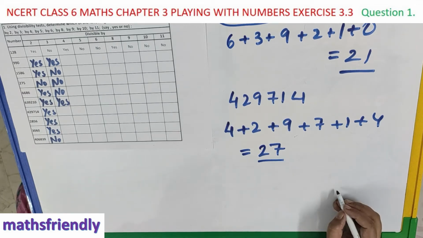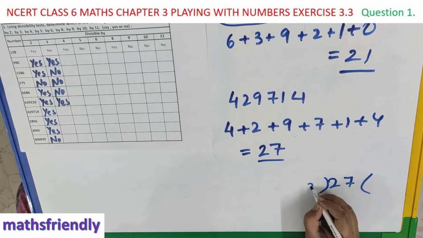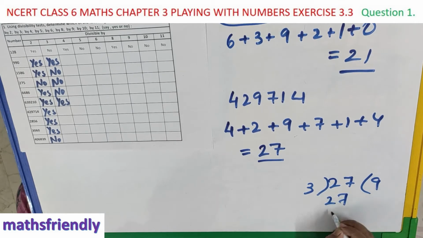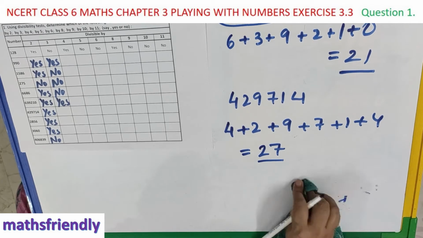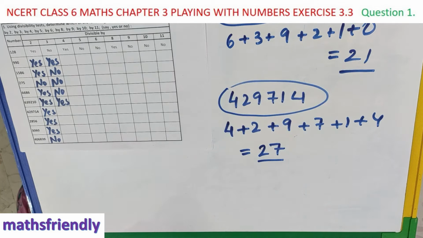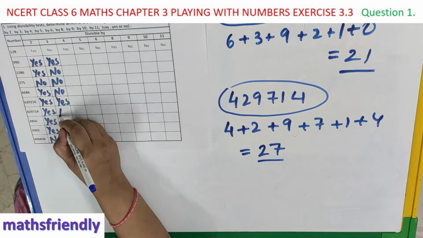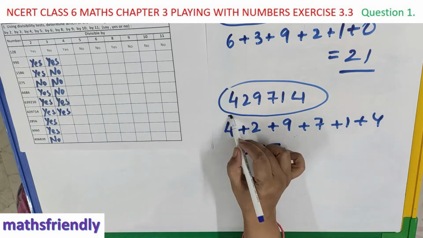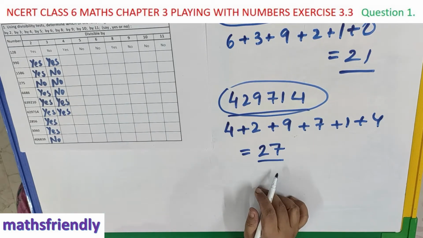So, divisible by 3 means when we divide 27, we get the remainder 0. 3 nines are 27 and we are getting the remainder 0. It means 27 is divisible by 3, leaving the remainder 0. If the remainder is other than 0, then we will say that no, it is not divisible. But when the remainder is 0, it means that the number is completely divisible by this number. So 27 is divisible by 3 means the whole big number is also divisible by 3. So what we will write? Yes. See how easily we can find whether this big number is divisible by 3 or not.